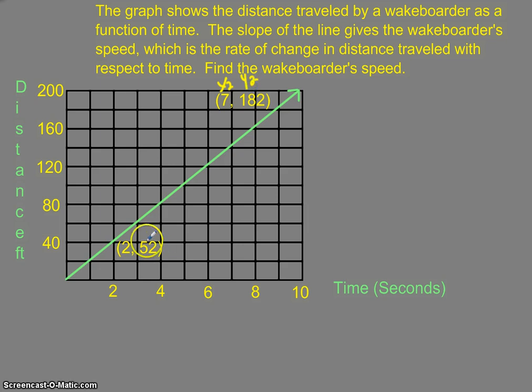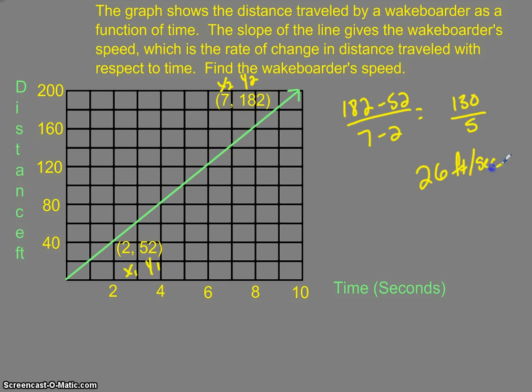x2, y2, x1, y1. Does it matter which one's x2, y2, and which one's x1, y1? You'll get the same answer. So it's y2 minus y1 over x2 minus x1. Solve this. We get 130 over 5. Okay, that's going to give me 26. 130 divided by 5 is 26, and that is feet per second. So the wakeboarder's speed is 26 feet per second.